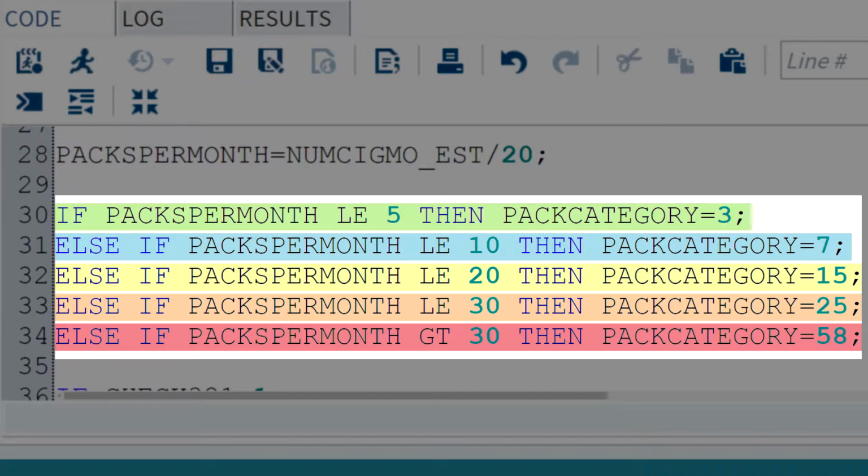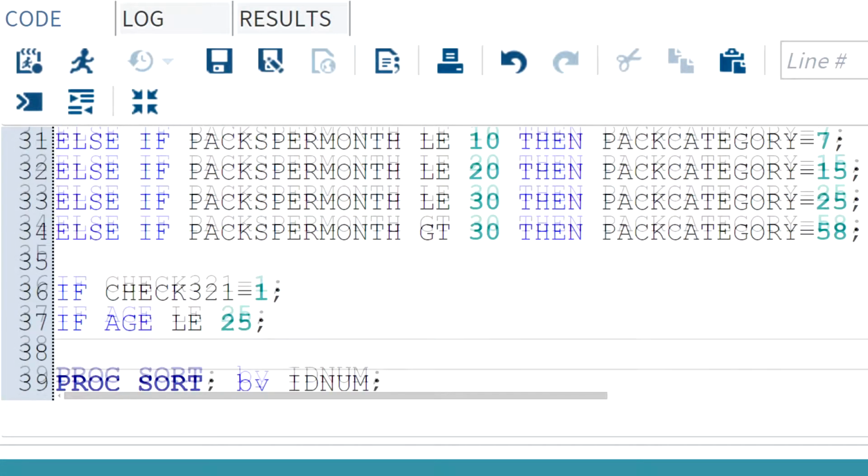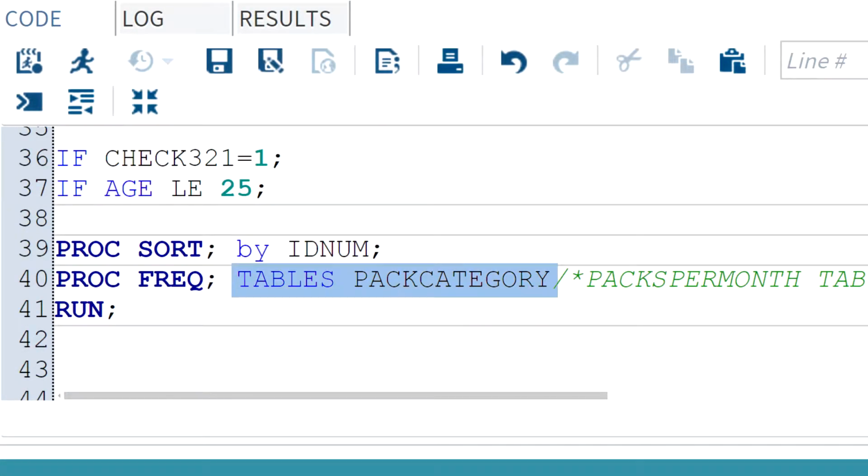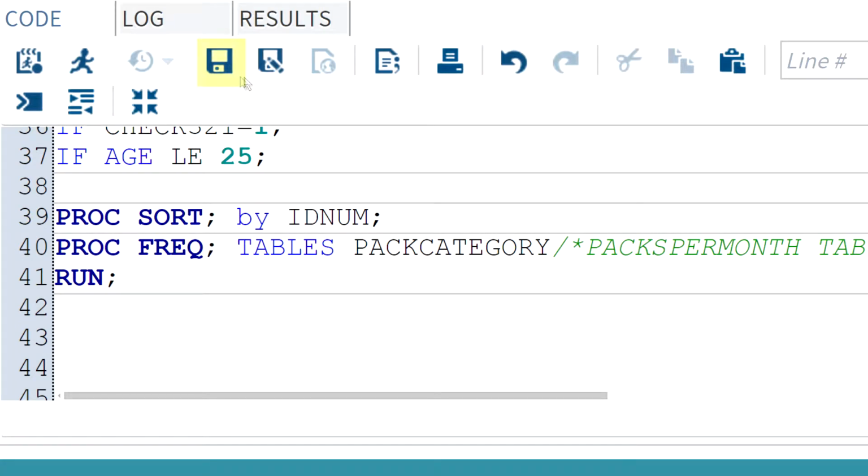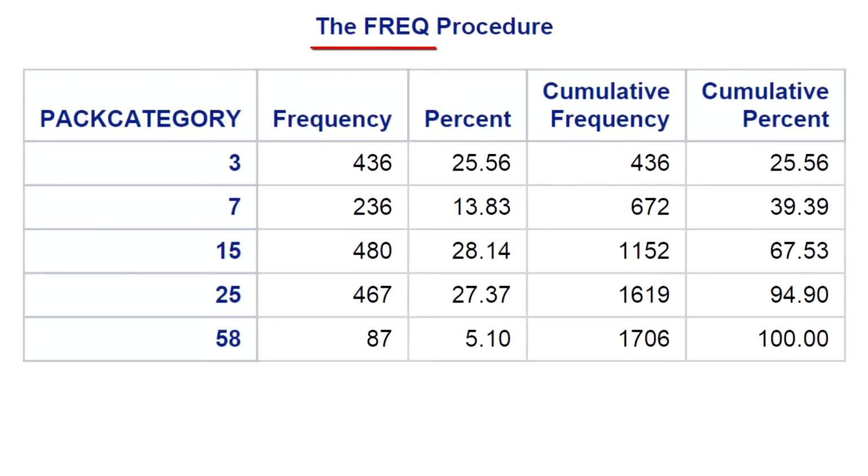Again, and as always, all of these statements are ended with a semicolon. When we add this new variable, pack category, to the table statement, and then run the program, we can examine the frequency distribution for the new variable. With this new categorical variable representing packs of cigarettes smoked per month, we've retained as much of the quantitative features of the original variable as we could manage, while also assuring the graph will be interpretable now that the explanatory variable is categorical.